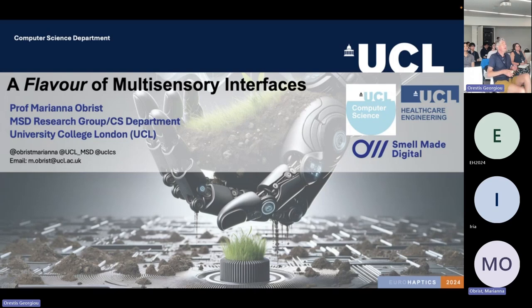So as Claudia said, I'm from the UCL Computer Science Department, from the Multisensory Devices Group, and I have 3 different hats. Usually I'm a professor at the university. I'm also Deputy Director for Digital Health at the UCL Institute of Healthcare Engineering, as well as co-founder and CSO of a company on digital smell technology.